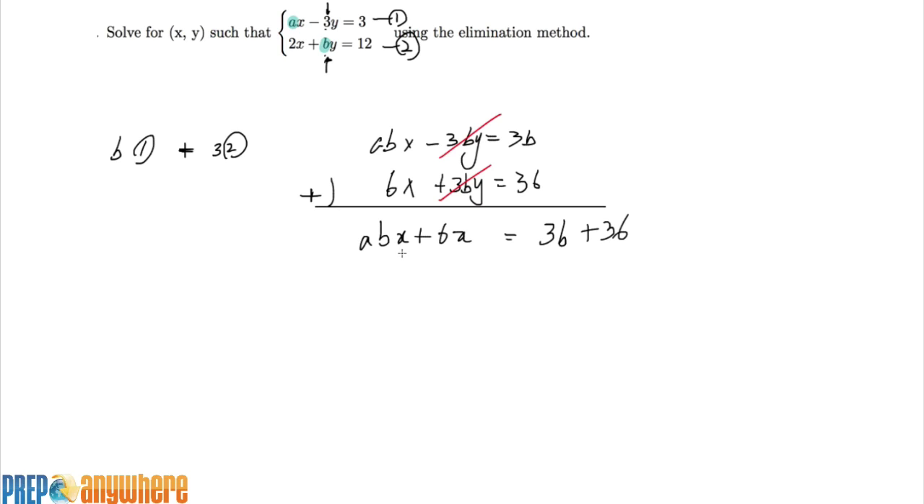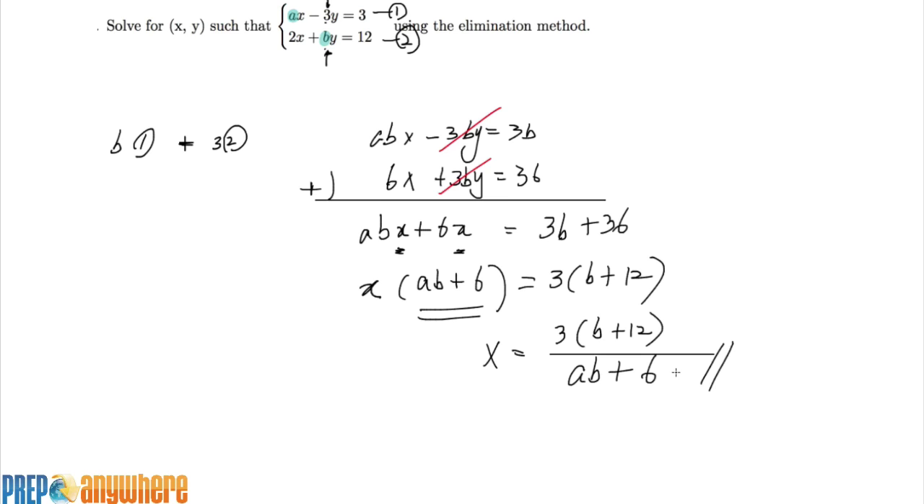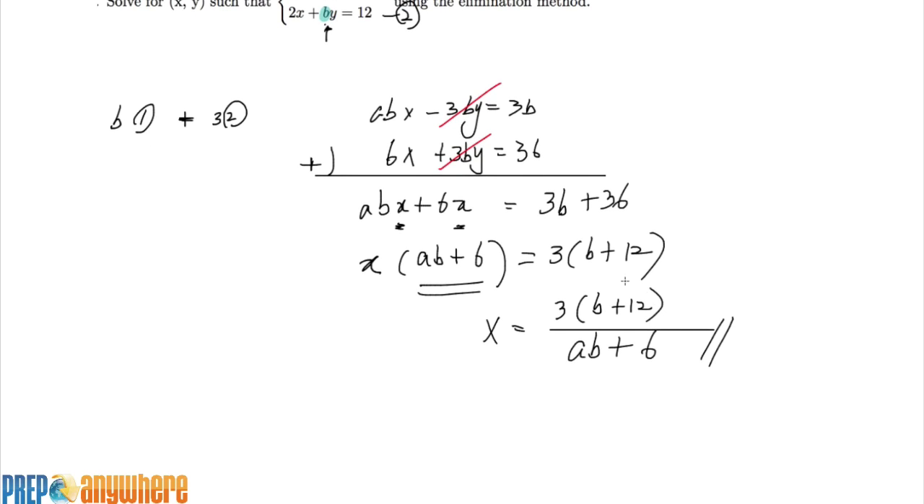So it looks confusing, but we can collect the x term by factoring out the x. You get ab plus 6. You can actually factor 3 here as well, and you get b plus 12. And finally we can get x in terms of a and b and constants by dividing both sides by ab plus 6. So that's our x. It still looks quite complicated and ugly, but that's the answer for questions like this.